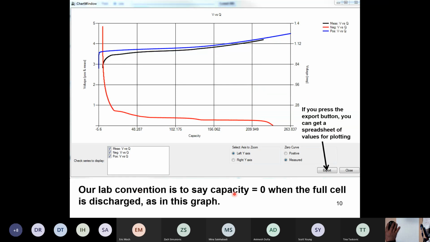And our lab convention is to say the capacity equals 0 when the full cell is discharged, as in this graph. So you look at the capacity axis and you wonder, where's the 0 here? Where the black curve reaches the end of discharge, that's 0.